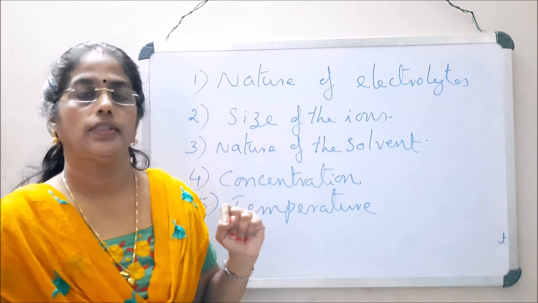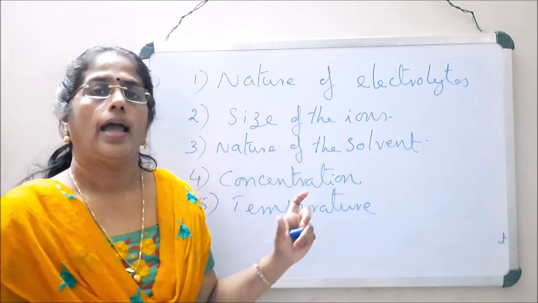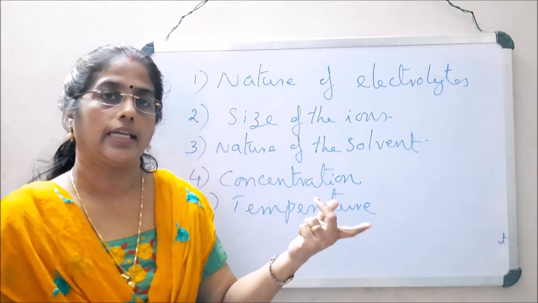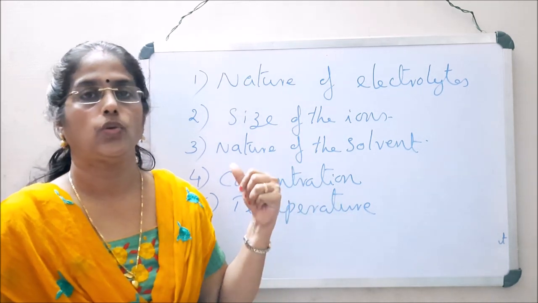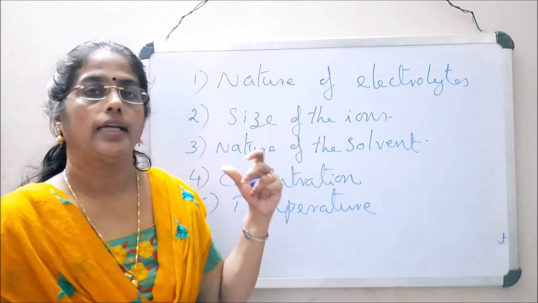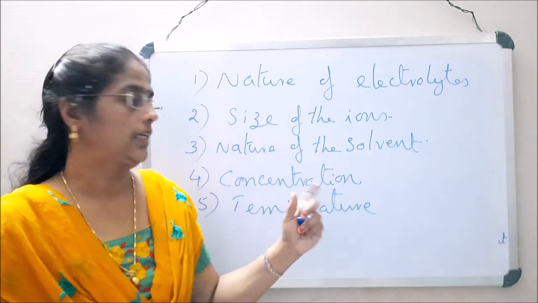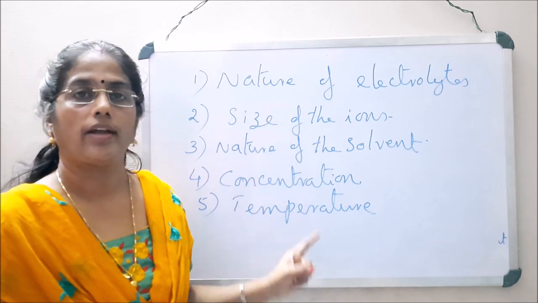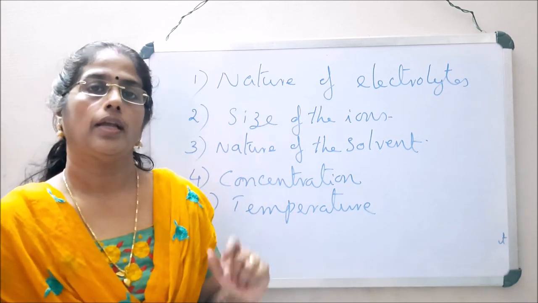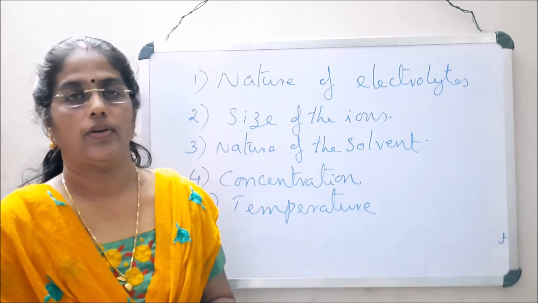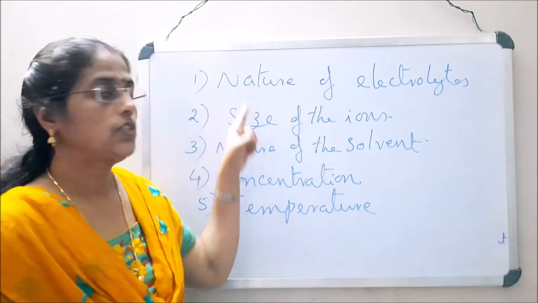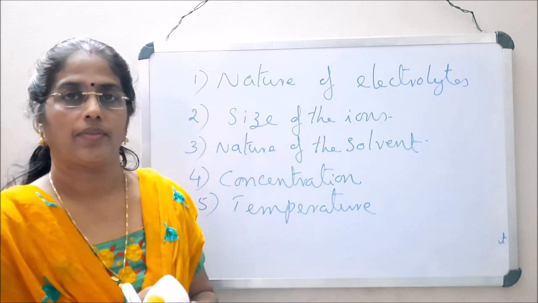Temperature also influences the conductance. As temperature increases, the conductance increases in the case of electrolytic solution. Electrolytes conduct more electricity when temperature increases. So these are the 5 factors that affect the conductance of an electrolyte. Okay, so electrolytic conduction depends mainly on these 5 factors. Okay, hope you followed.